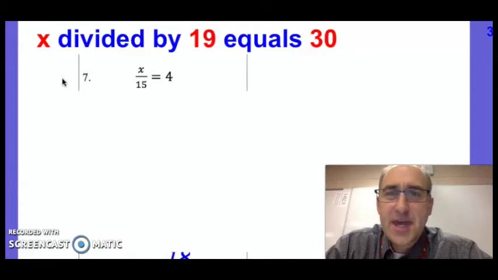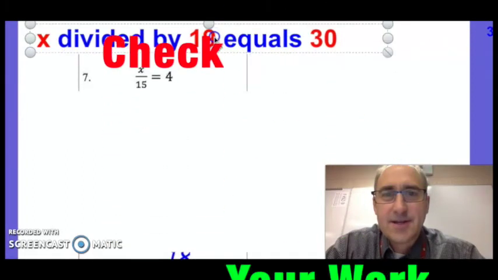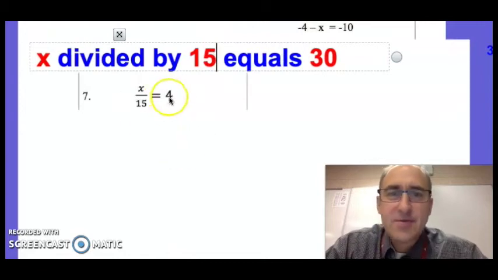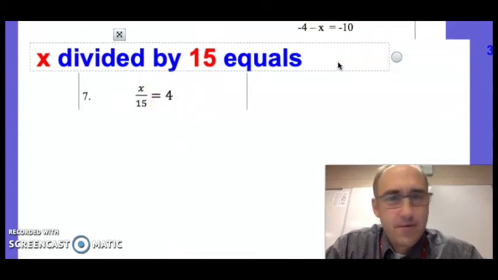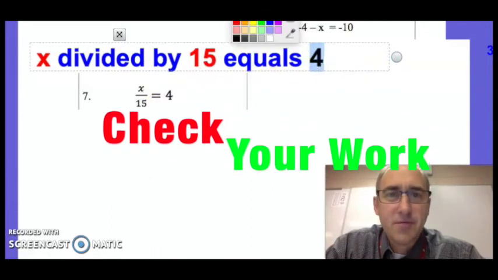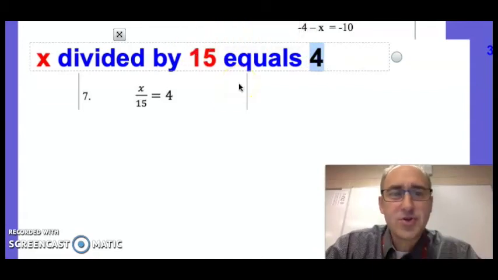But just in case, I'm going to write out this equation. We're skipping back to number 7. It says x divided by, oh, not 19, Mr. Benson, x divided by 15 equals 4, not 30. Oh, what was I thinking? Good thing that I check my work before moving ahead. Otherwise, I might get it wrong, and I wouldn't want to steer you wrong. Make sure you check your work too.